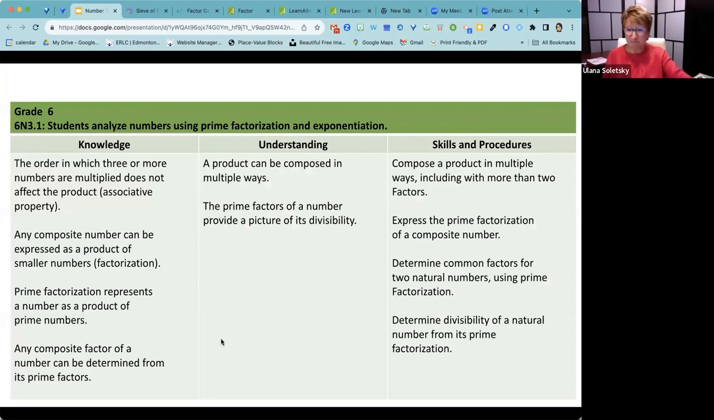So grade 6. In grade 6, you have basically 2 outcomes, and one of them is analyzing numbers using prime factorization. Once we learn how to do prime factorization, we also have to teach exponentiation. What we do is break down numbers into their prime factors. From grade 4, they've learned what a prime number is, and now we want to make sure they understand that in order to do prime factorization.